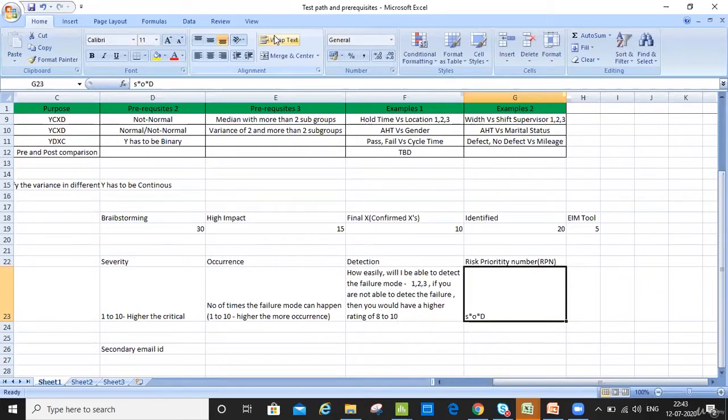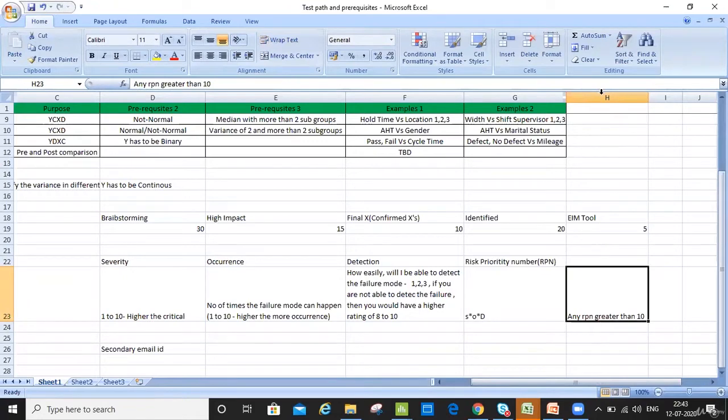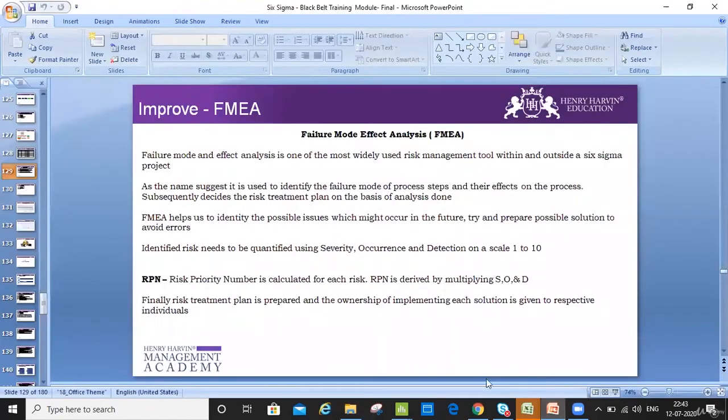And now, what is the purpose of calculating RPN? So there is a standard. Any RPN which is greater than 100 needs to be worked upon, which means the controls that I have are not good enough. Okay, let's do this explanation and then you'll be able to understand.